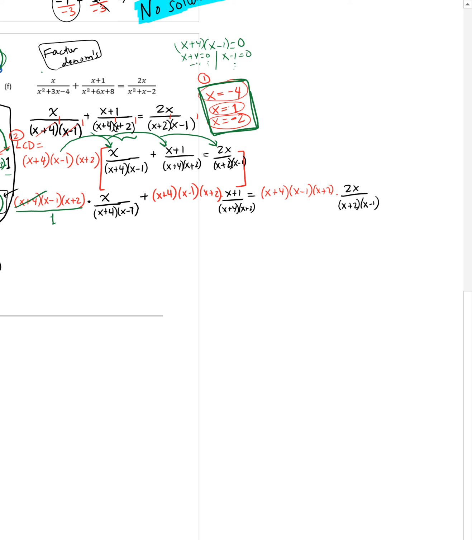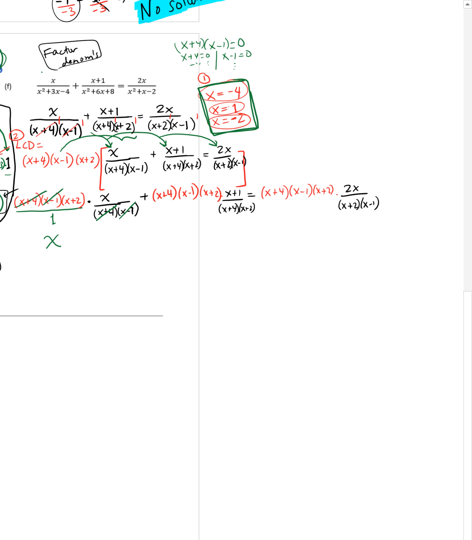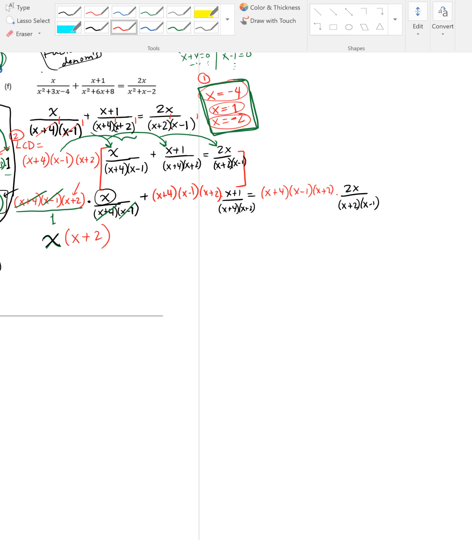Notice on the diagonal, x plus 4s cancel and x plus 1s cancel. So really all that's left is the x that was in the numerator. I'm going to write it on the left because it'll be easier to distribute. The x times the x plus 2 that I didn't cancel from that factor. So that's really all that's left from that first term. That's not bad, right?